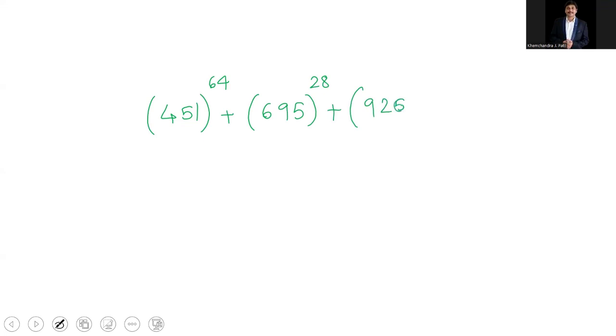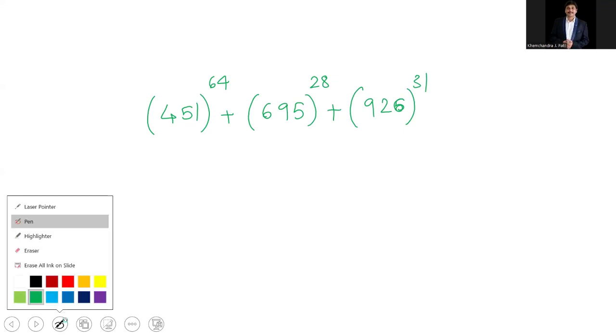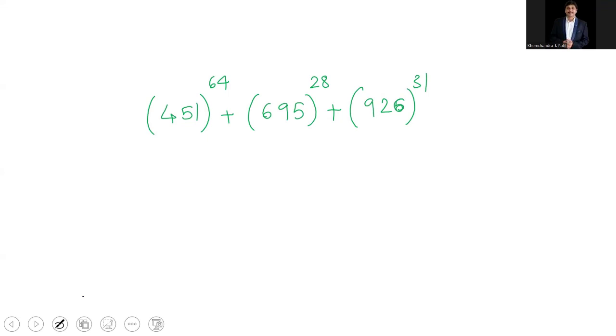Now, if I'm asking this question in this fashion, everyone try to understand this. Suppose I'm asking you 451 raised to 64 plus 695 raised to 28 plus 926 raised to 31. What is the unit place of this addition, my dear friends?